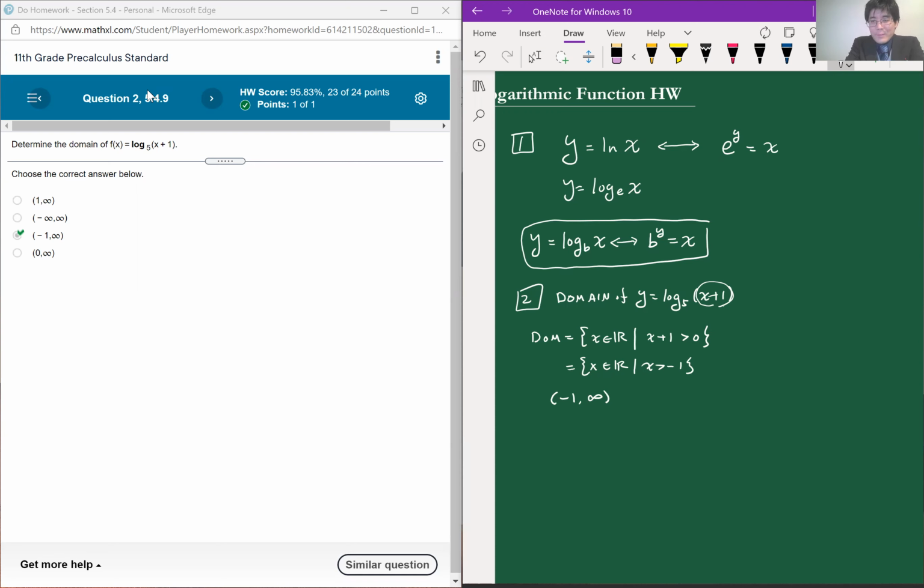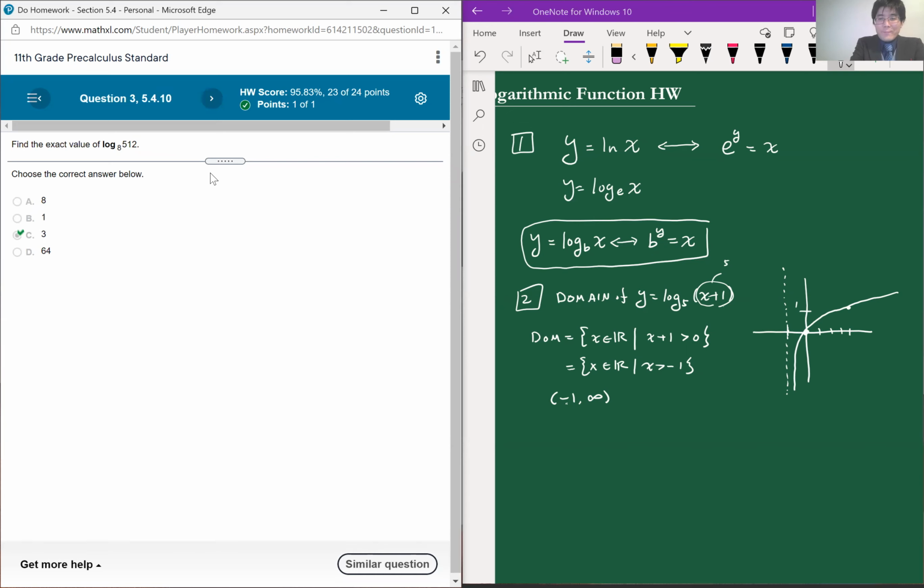By the way, if you graph this function, it's going to look like this. So at the border of the domain, there's going to be a vertical asymptote. And when x is 0, y becomes 0. And when x is equal to 4, which makes the interior number 5, the y value is equal to 1. And the graph is going to be an increasing function like this. Okay, number 3.